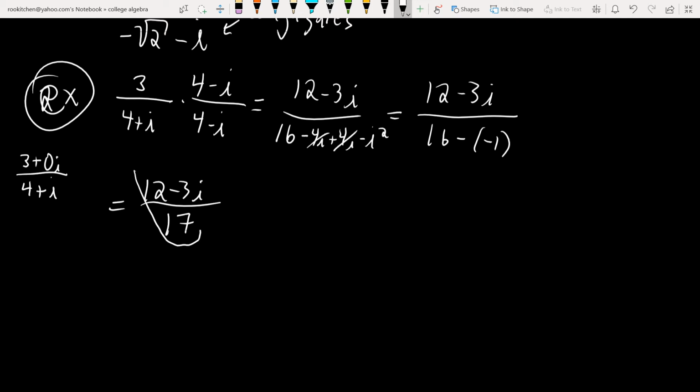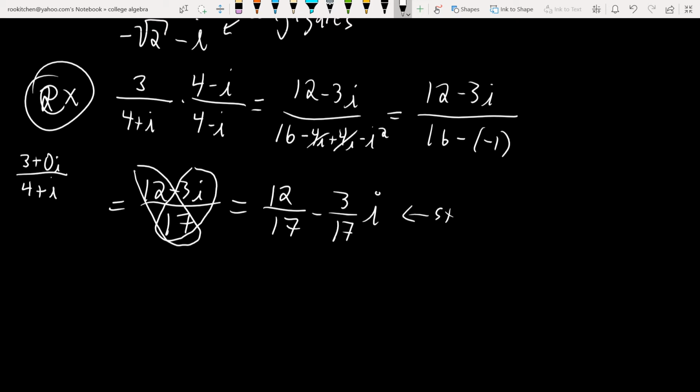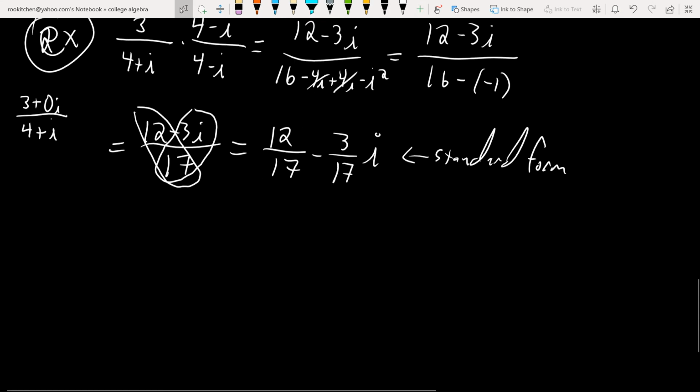We're going to have to split it up. You can do this with fractions: 12 over 17 minus 3 over 17 i. And that's then finally in standard form. So you have to have it in standard form. I mean, what would be the point otherwise, right? Why are we even bothering? We already have something.